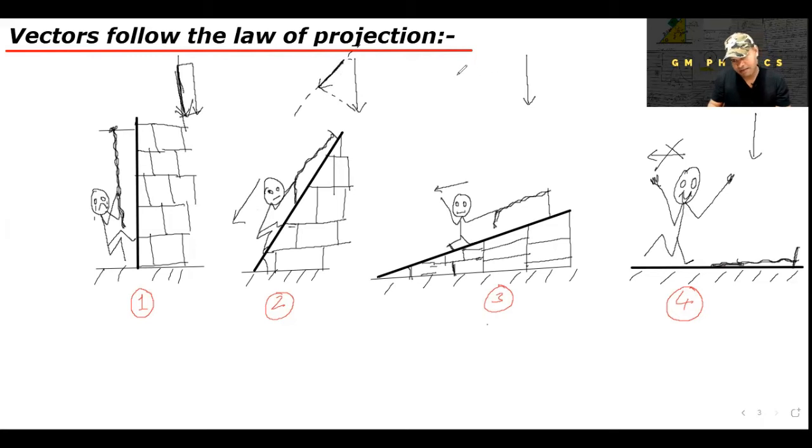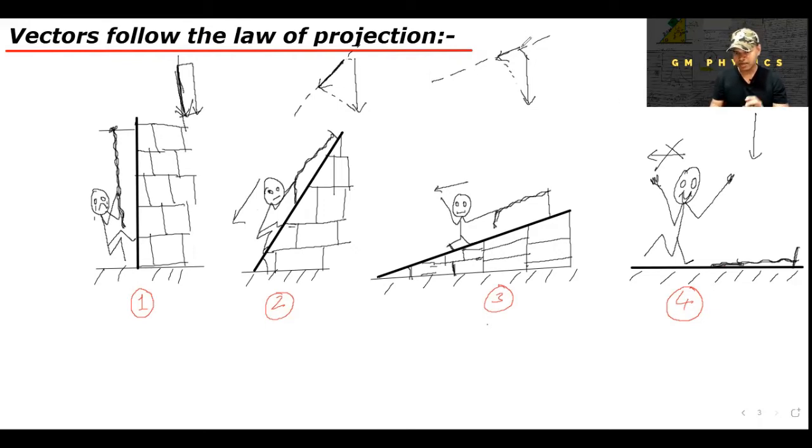Now the surface has become even more inclined. So let's try to make it as parallel as we can. Now see, the component has become even smaller, right? Component means projection. Let's try to see the projection in case number 3.